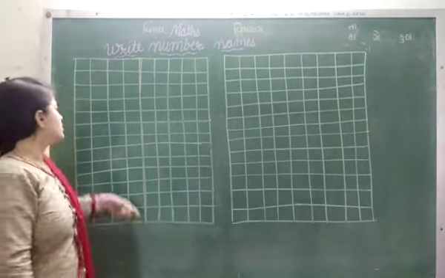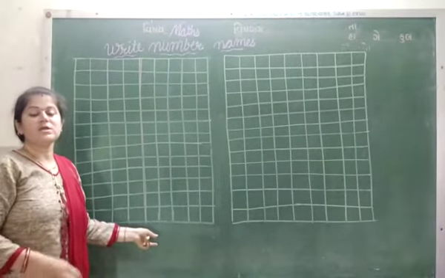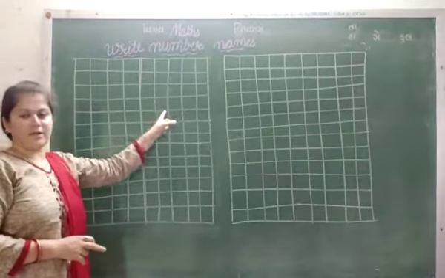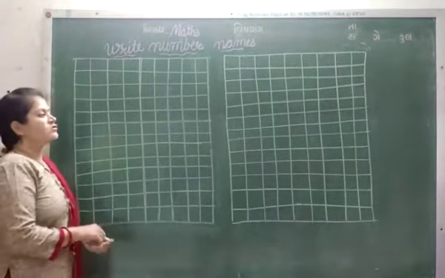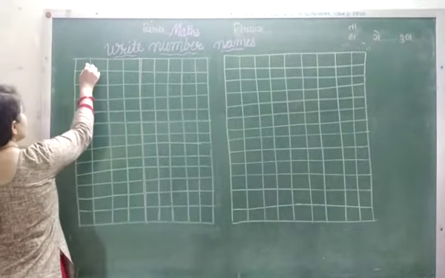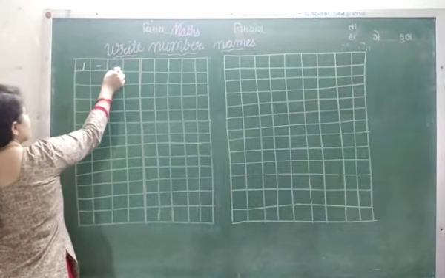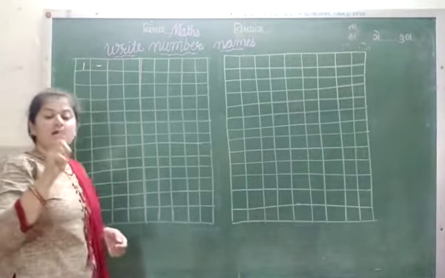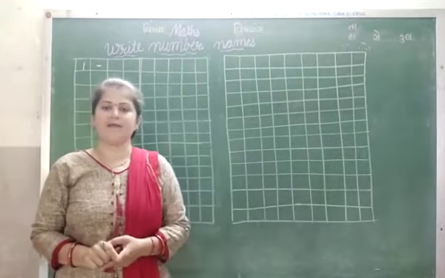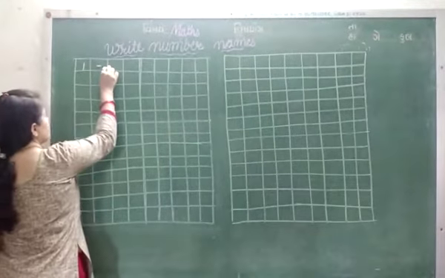First we draw the line, middle of the page, because we will write on both sides. हम दोनों साइड पर लिखेंगे. So first we write the number of one, then write the spelling in cursive writing, and you have to keep in mind the line should be touched in cursive writing.